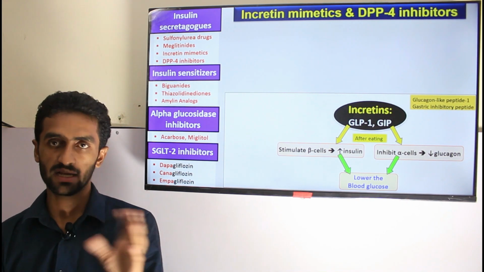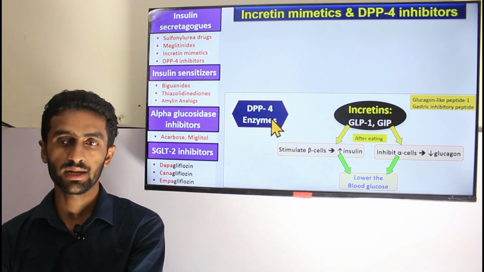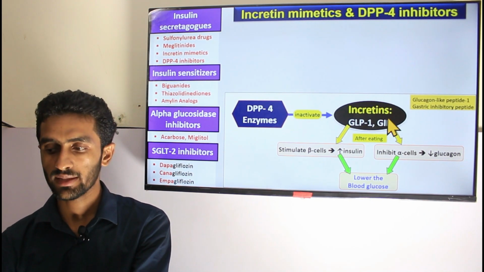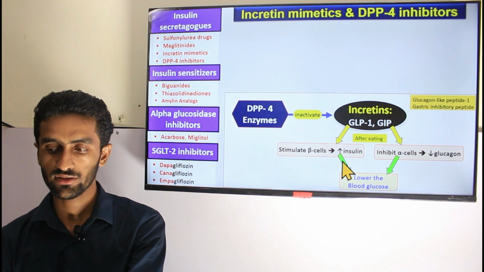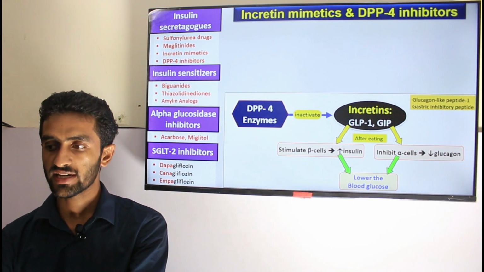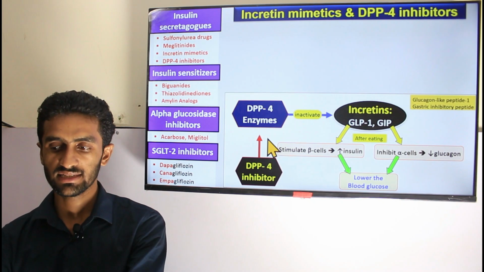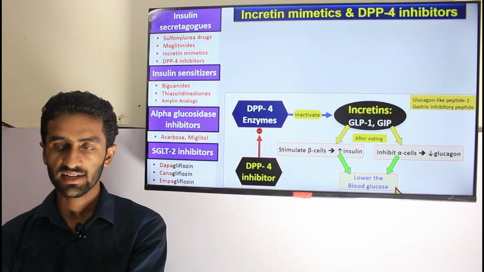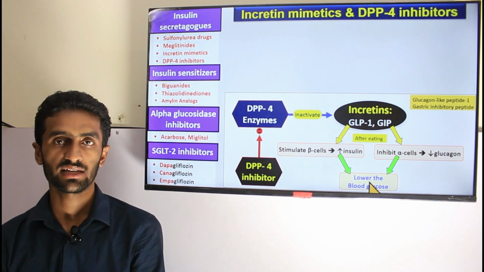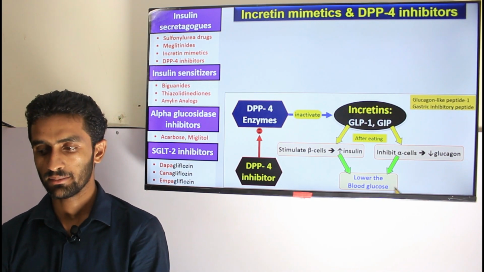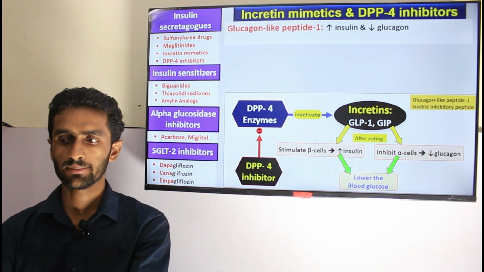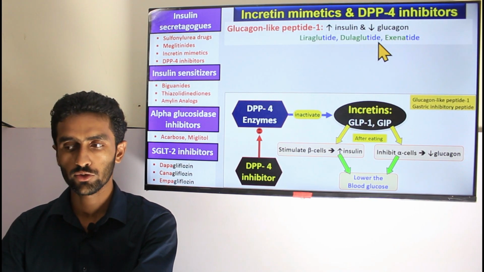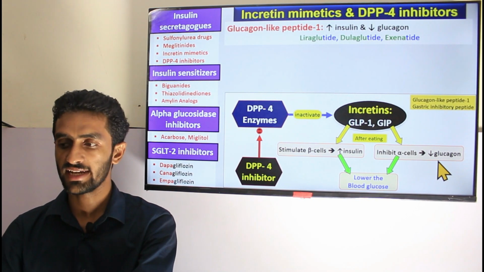At other times they are inactivated by the DPP-4 enzyme, which normally inactivates them. So when you give an incretin mimetic, it increases the insulin level and decreases glucagon, and in this way they are beneficial. DPP-4 inhibitors inhibit this enzyme, so they prevent the inactivation of the incretin. In both ways, they increase incretin action and help lower the blood glucose level. Glucagon-like peptide agonists increase insulin and decrease glucagon, and we have liraglutide, dulaglutide and exenatide. They end with "tide", T-I-D-E.